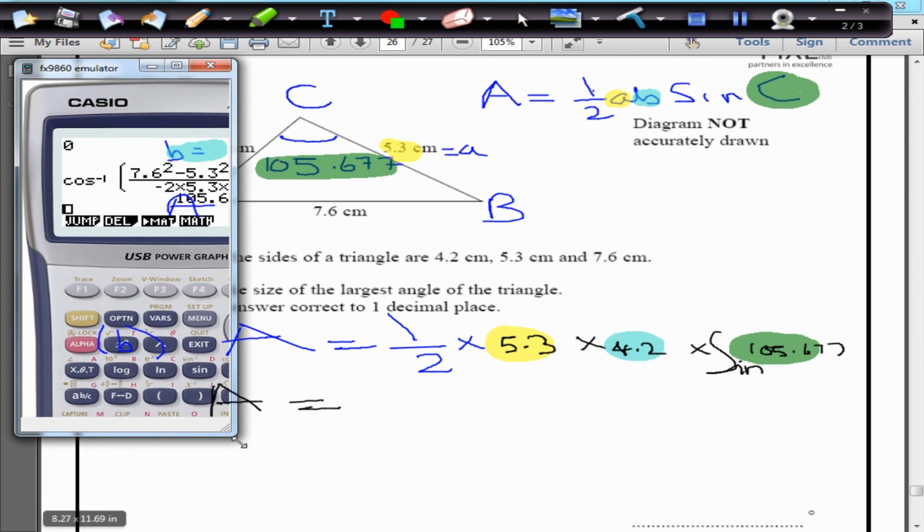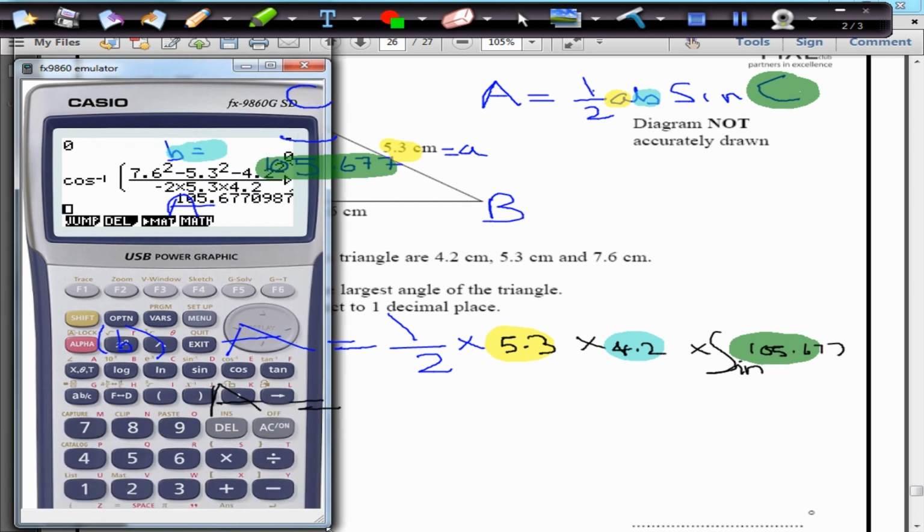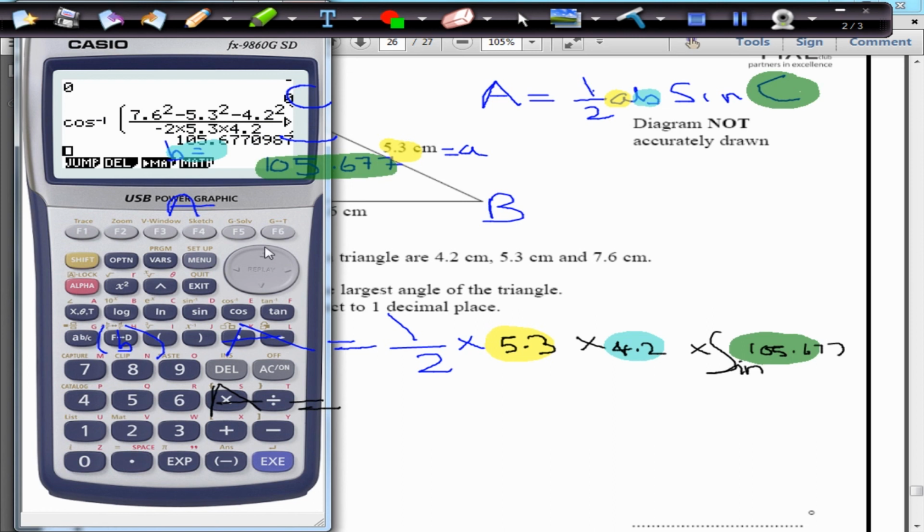Here comes our calculator. Let's just clear the screen a bit. Right, so first of all, half, which is the same as saying 0.5. Times that by 5.3. Times that by 4.2. Is that right, folks, so far?